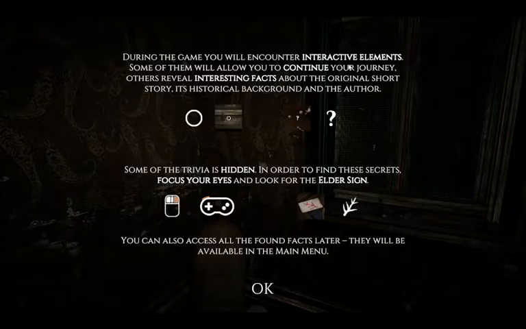During the game, you will encounter interactive elements. Some of them will allow you to continue your journey, others reveal interesting facts about the original short story, its historical background, and the author. Some of the trivia is hidden. In order to find these secrets, focus your eyes and look for the Elder Sign. You can also access all the found facts later. They will be available in the main menu.